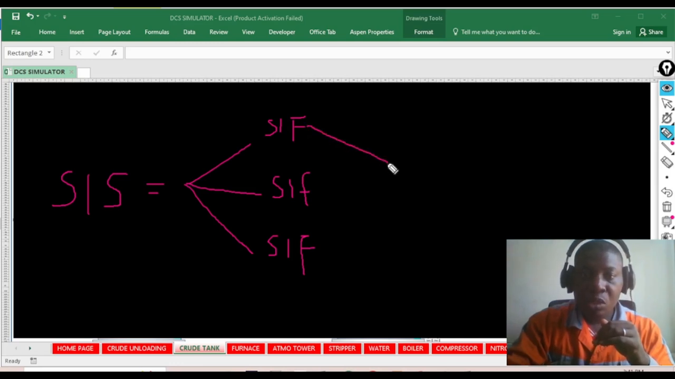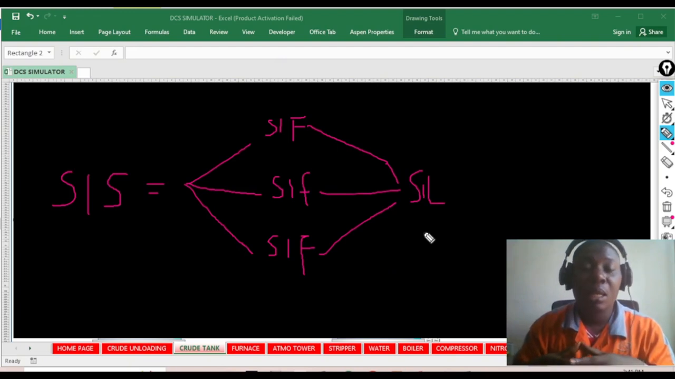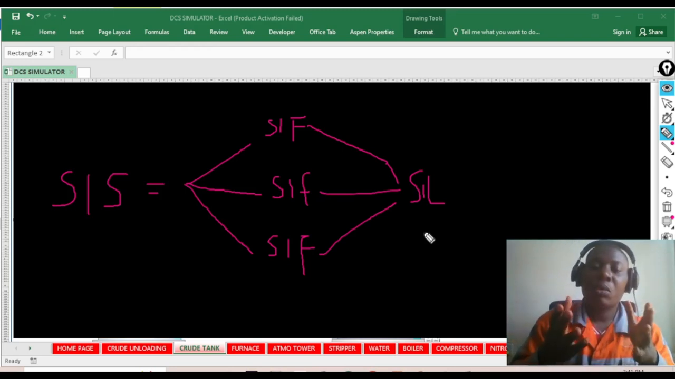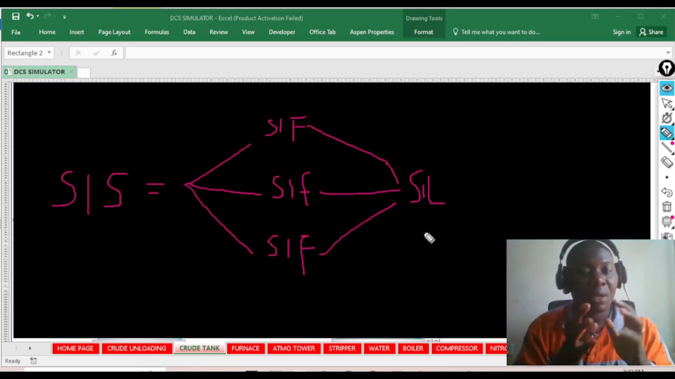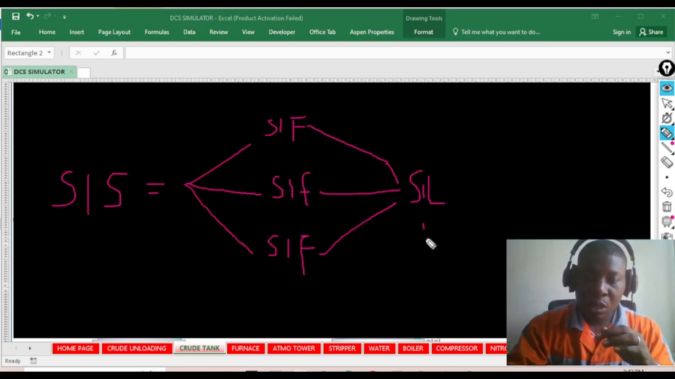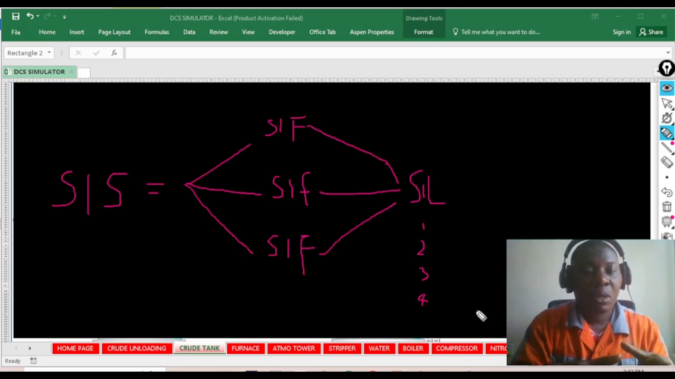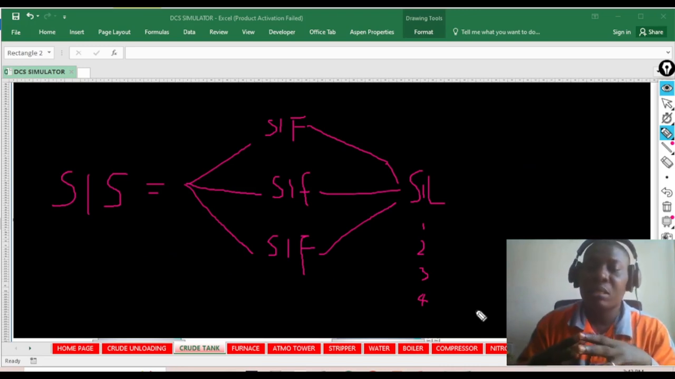Now that brings us to what we call SIL, which is safety integrity level. Safety integrity level, right? Now, this is very, very important. The integrity of the SIS is very, very important. Now we have 1, we have 2, we have 3, we have 4. So before an equipment can be termed a SIF, it has to fall into one of these categories. Now what does the SIL actually do?